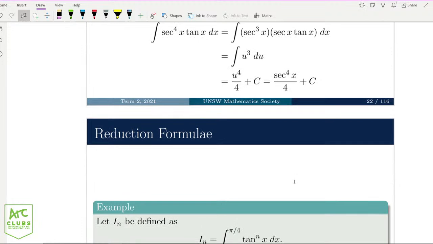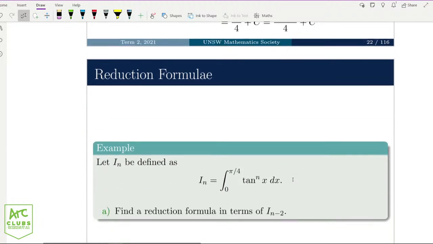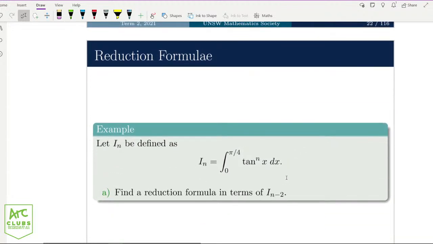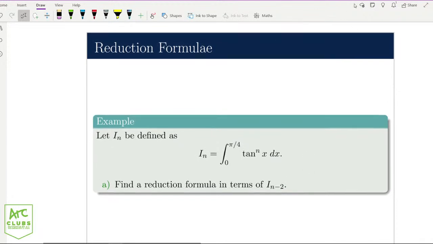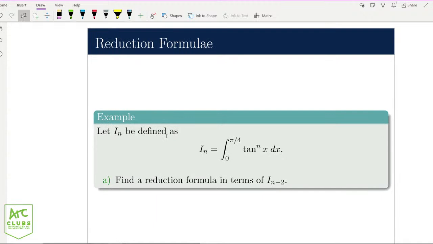Moving away from trigonometric integrals, we now have reduction formulae. Reduction formulae doesn't really have too much theory behind it, so we're just going to practice looking at reduction formulae using the example straight away. Right, so this question essentially says, let Iₙ be defined as this. Part A, find a reduction formula in terms of Iₙ₋₂.